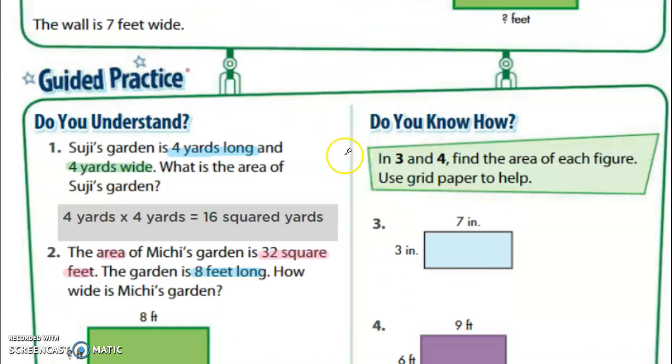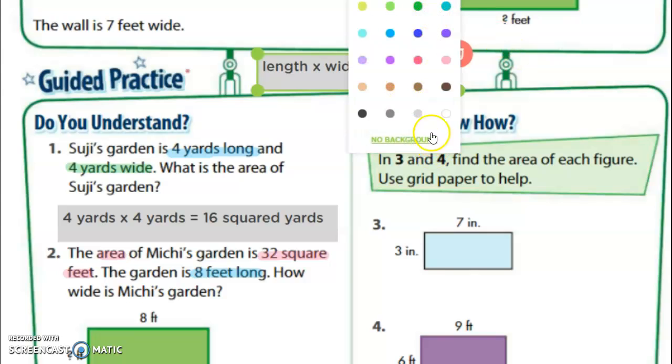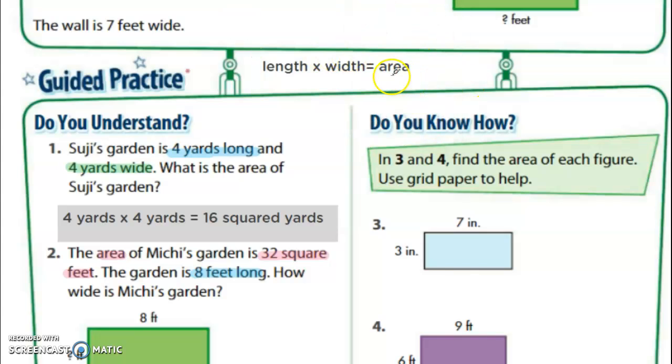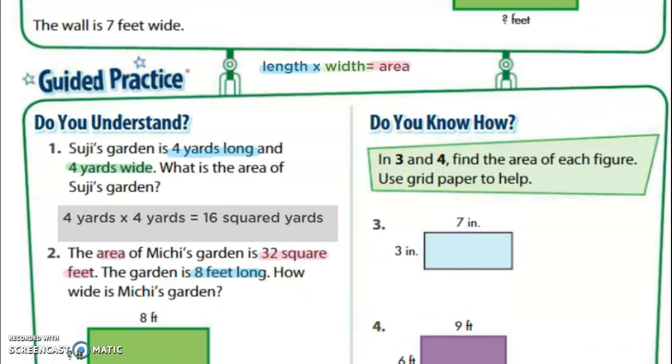I do not have my green. I'm going to set another sample up here. So we have length times width equals area. And I'll show you the color coding for these. So length, we're going to highlight in blue. Width, we're going to highlight in green. And area we'll highlight in pink or red. So I can start filling these parts out.